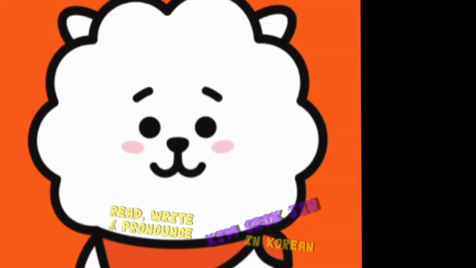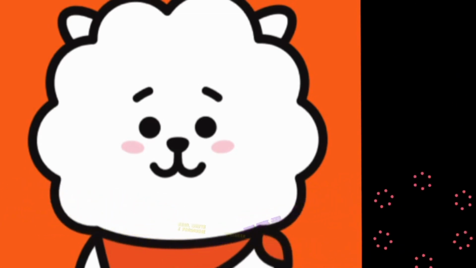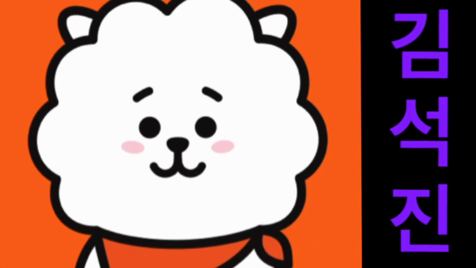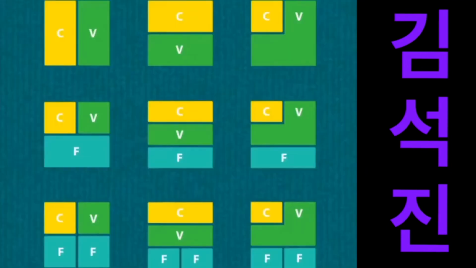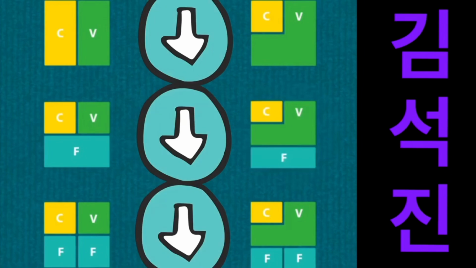Today we will learn how to read, write, and pronounce Kim Seok Jin. The Korean language is different from most languages because it uses letter blocks. Several letters are written together in blocks, and each block represents a syllable. This diagram represents all the possible letter blocks. All letters and patterns are written from left to right and from top to bottom.